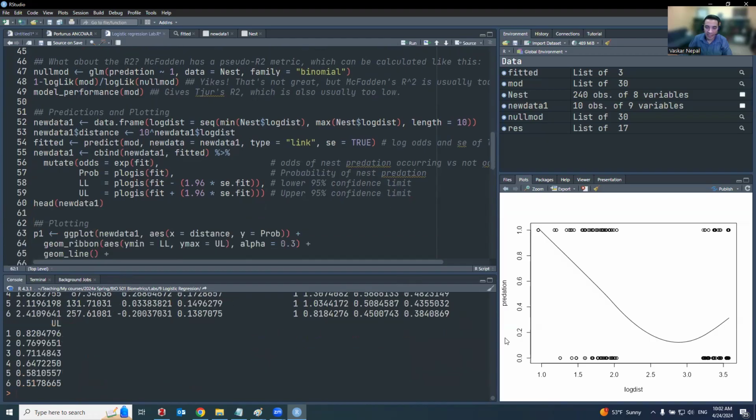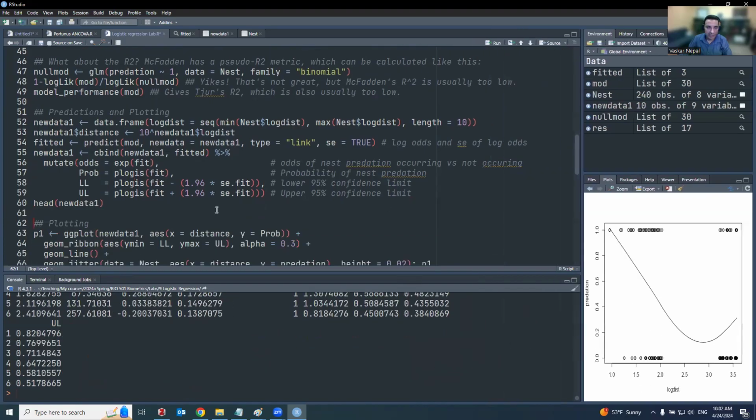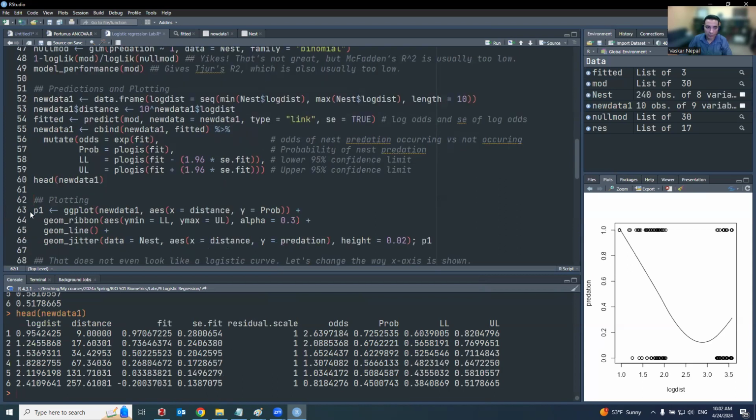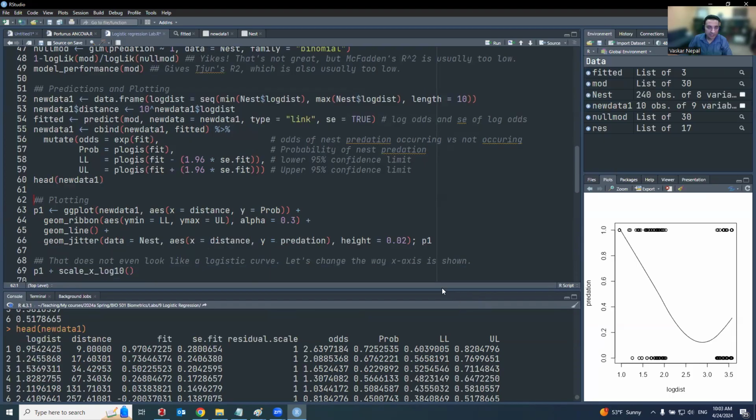Let's look at the head of the data frame. Let's run it again. So now we have the different distances, log distances, and then the odds at each distance, probability, the 95% upper and lower confidence limits for each of those also. Then we can plot it.